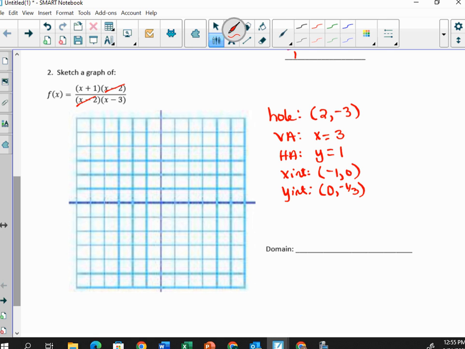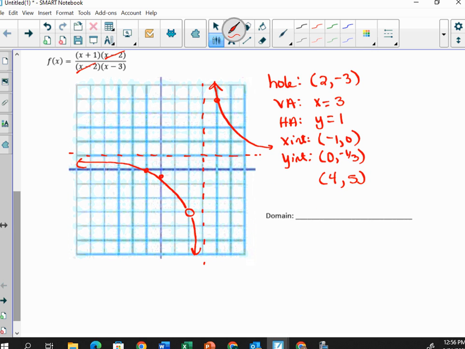Okay, let's plot this. 2, negative 3. Okay, so we're good on the left side of the graph. What are you doing for your extra point this time? 4. And what do you get with 4? 5. All right, how do we do? Good. Excellent. We're getting good at graphing rationals. Yay. All right, any questions before I switch to the back?